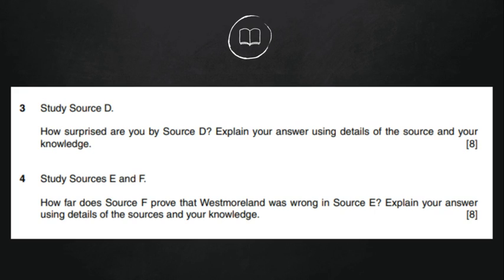Question 3 says, how surprised are you by Source D? Explain your answer using details from the source and your knowledge. Question 4 says, how far does Source F prove that Westmoreland was wrong in Source E? Explain your answer using details of the sources and your knowledge.